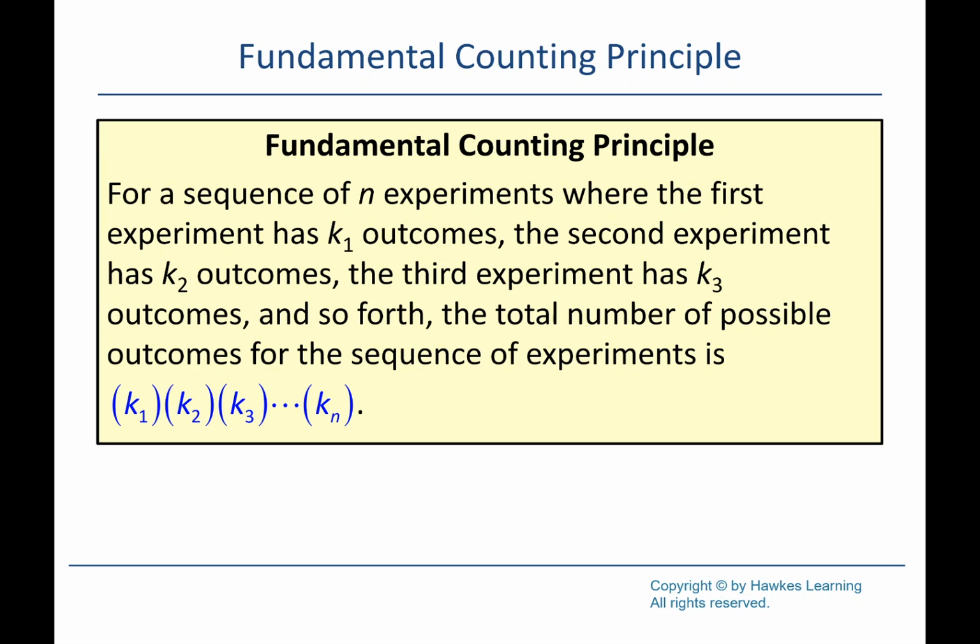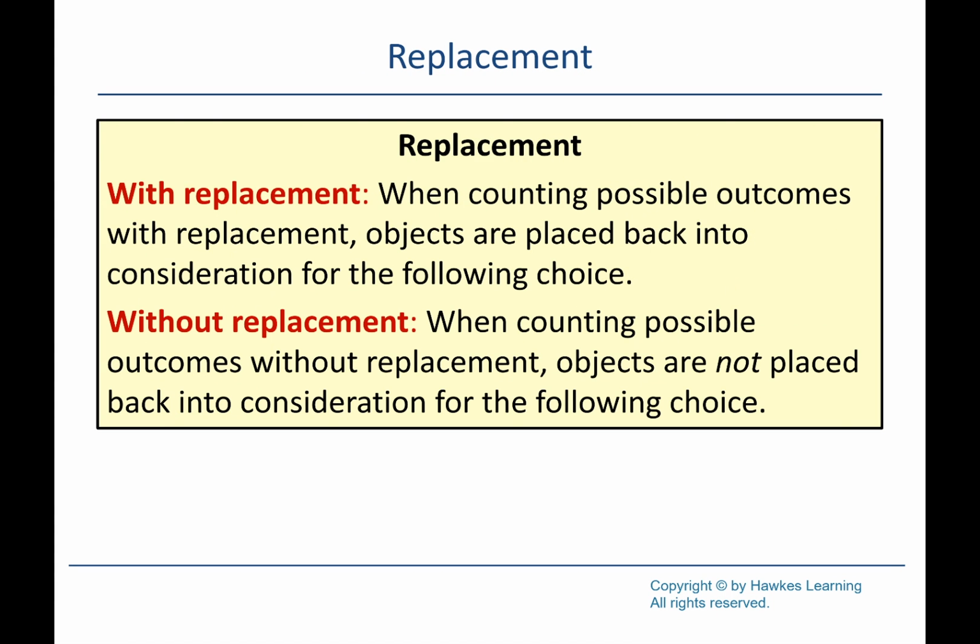And we've got one other idea that we need to think about here, and that's that a probability experiment is going to fall into one of two categories. Either the experiment we're doing is with replacement or without replacement. If we're doing with replacement, you can think about working with a deck of cards. If we draw a card, after we draw it, we put it back in the deck. That's with replacement.